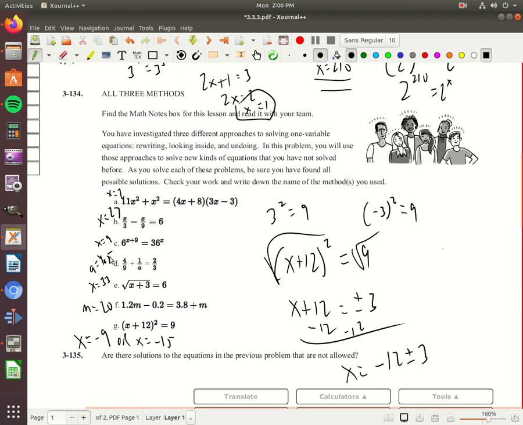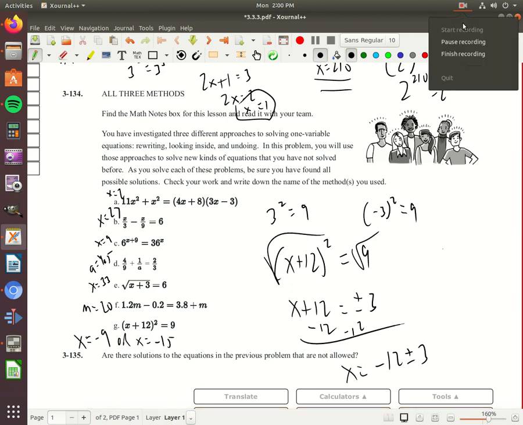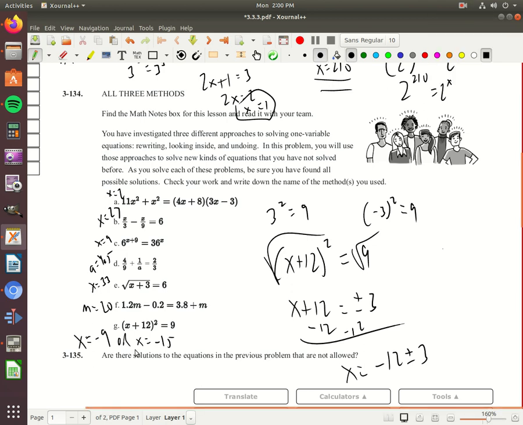I'm going to pause here and I didn't check any of my answers for brevity's sake, so let me check my answers, see if I made any mistakes. These were all correct, which makes me happy. Are there any solutions to the equations in the previous problems that are not allowed? Again, we're looking to divide by 0. We're not dividing by 0. There's no x on bottom. I guess here a couldn't equal 0.